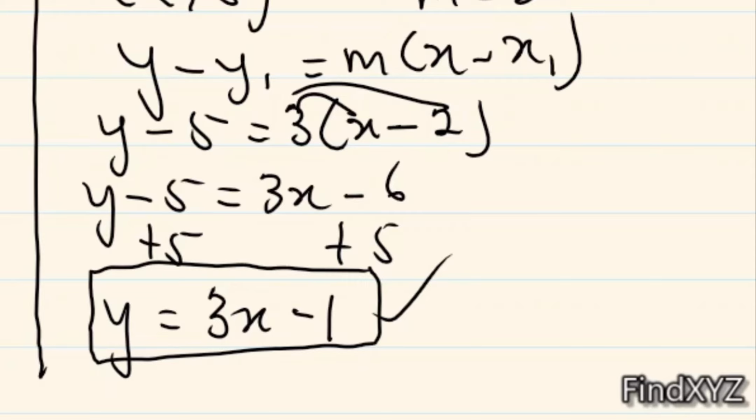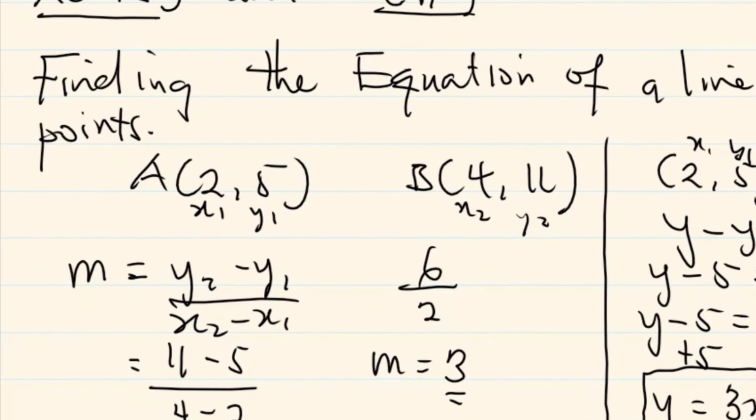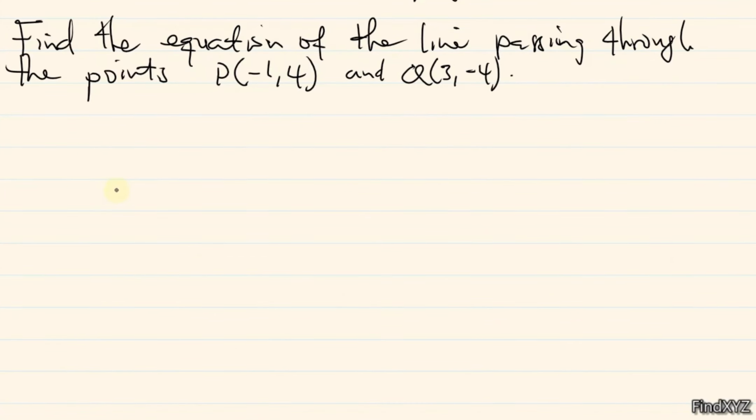In this question, I used the point-slope form, which I've already discussed in our previous video. Let's try another example. Our question is to find the equation of the line passing through the points P (−1, 4) and point Q (3, −4). Whenever you are given 2 points, in order for you to find the equation of the line, you first find the gradient. So let's write our points. So point P (−1, 4), and point Q (3, −4).